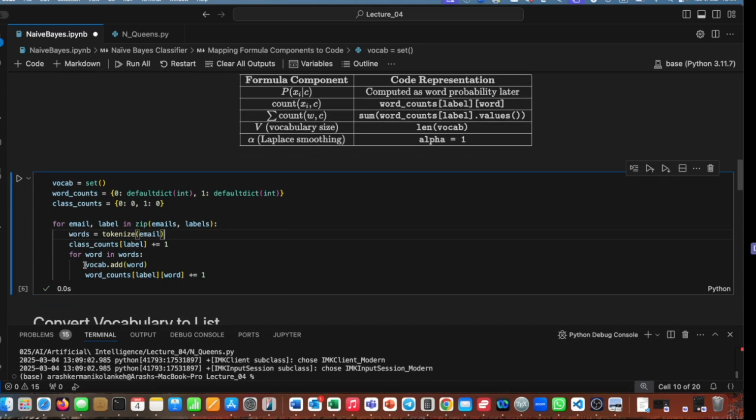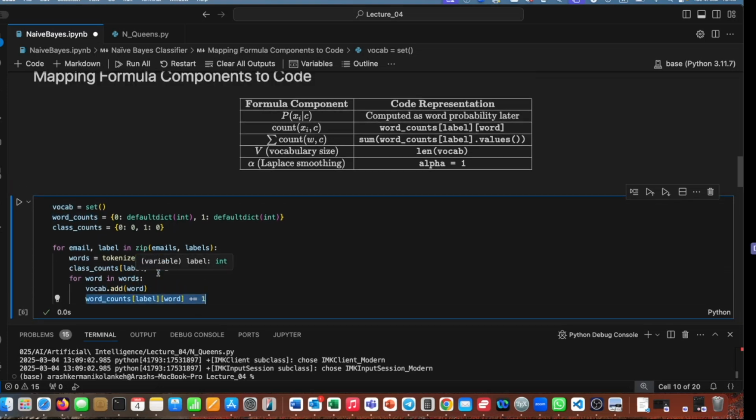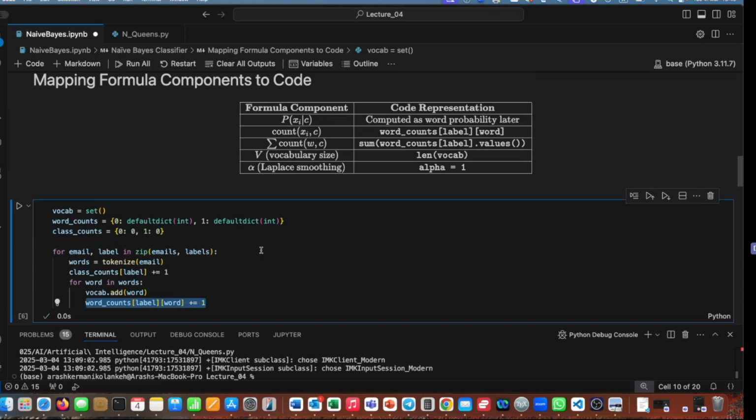And we need a vocabulary, which is a set that doesn't have order and count. We just want to know what our words are. What is this? Here we have a 2-dimensional data structure. The first dimension is the label. That means it can be just 0 and 1. The second dimension is our word.